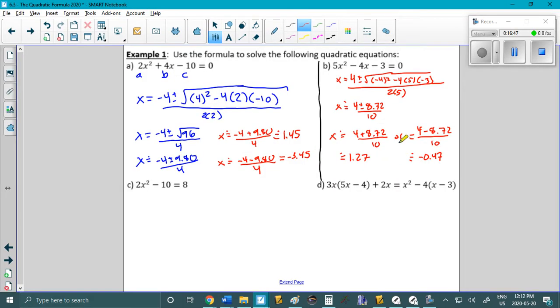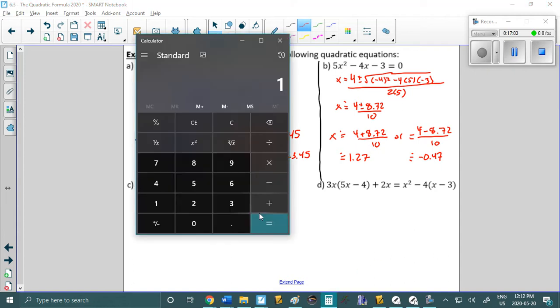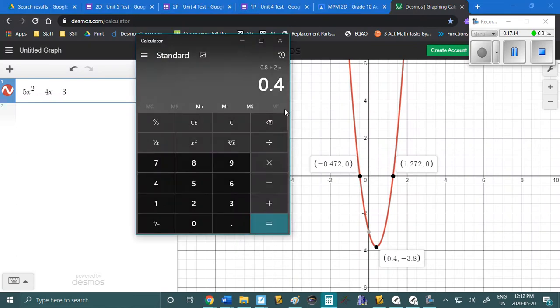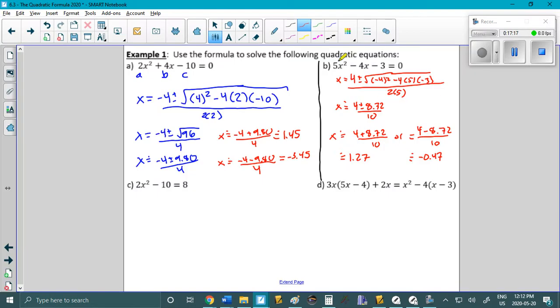Okay, so I rounded to 2 decimal places. You can keep 3 if you want. I'm not going to be a stickler on that, but definitely keep 2 if there are 2. Now, if I asked you to find the axis of symmetry of this, how would you do it without Desmos? Correct. You would add up the zeros and divide by 2. So 1.27 minus 0.47 divided by 2. So the axis of symmetry should be 0.4, and it is. And then you would plug in 0.4 into the equation here to get the y value, and that would be it.